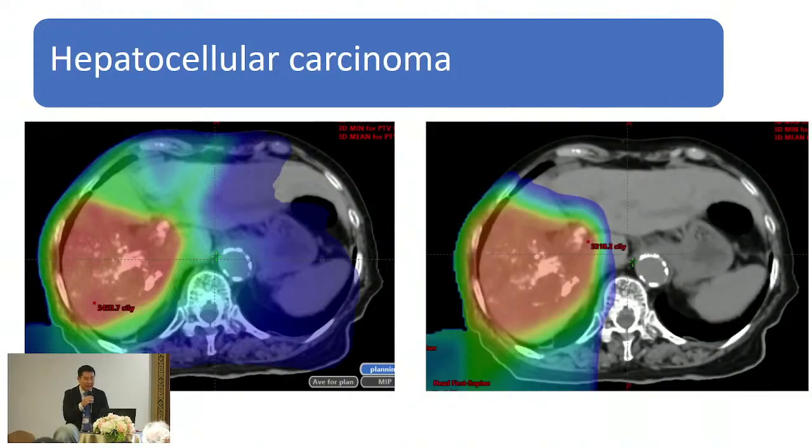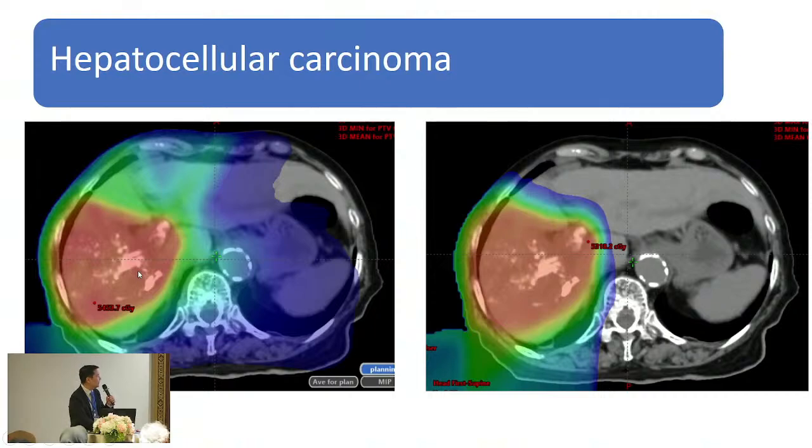Okay, and this is an example of cases of hepatocellular carcinoma in Thailand. We have a sort of pandemic area of liver cancer, like hepatocellular carcinoma. Many times, especially for the cases that cannot have surgical resection, they send them to us to do the radiation.